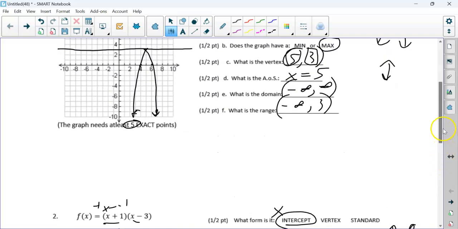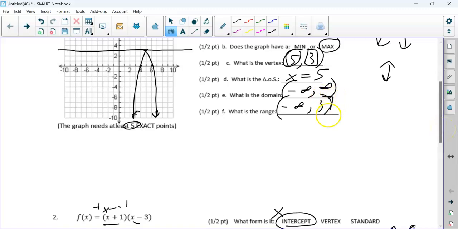I need to check and make sure I had a bracket on this one. I did not. Hopefully some of you caught that. We always include the number, so this should be a bracket.